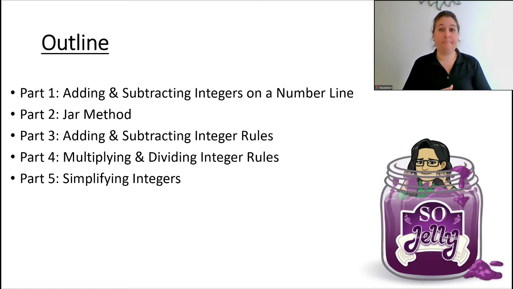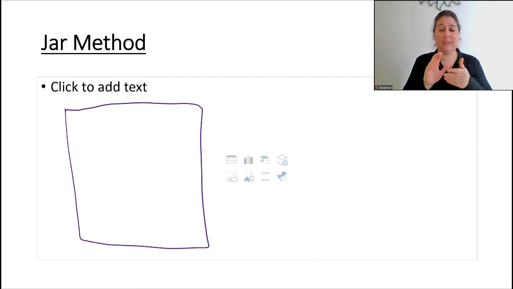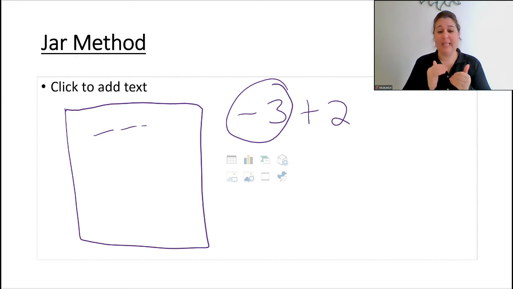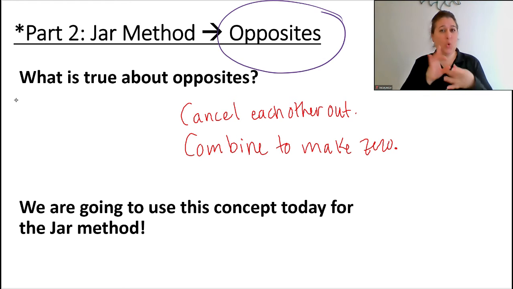Okay, so we did part 1. Now we're going to use something called the jar method. The jar method is a pretty cool method for when you're learning about adding and subtracting integers, because if I give you a problem like -3 plus 2, you can easily put in 3 negatives for -3, 2 positives, and then you'll be able to do something to get to the answer. And that something relies on something very, very important when we are talking about numbers. And that is opposites.